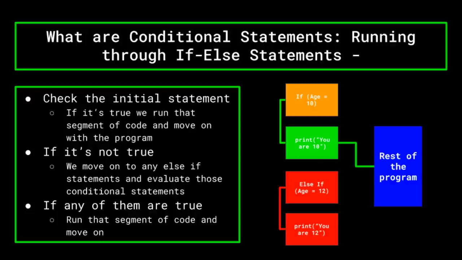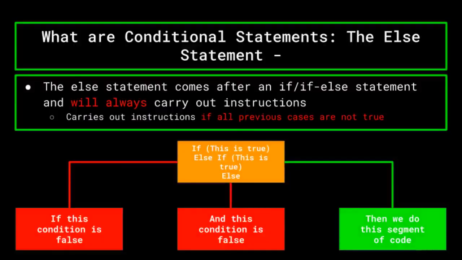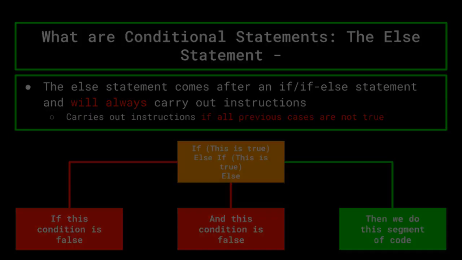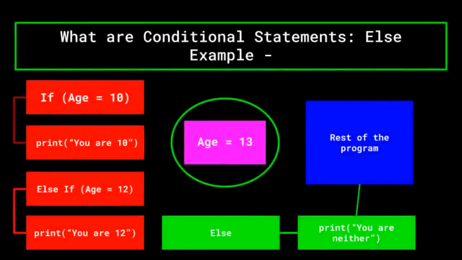Now that takes care of the else if statement, so now we'll move on to the else statement. The else statement, once again, comes after an if or an else if statement, and will carry out its instructions no matter what, as long as the preceding statement or statements are evaluated as false. If we went back to our previous program, we could add an else statement, which would only have the code in its brackets run if the age variable wasn't 10 or 12.